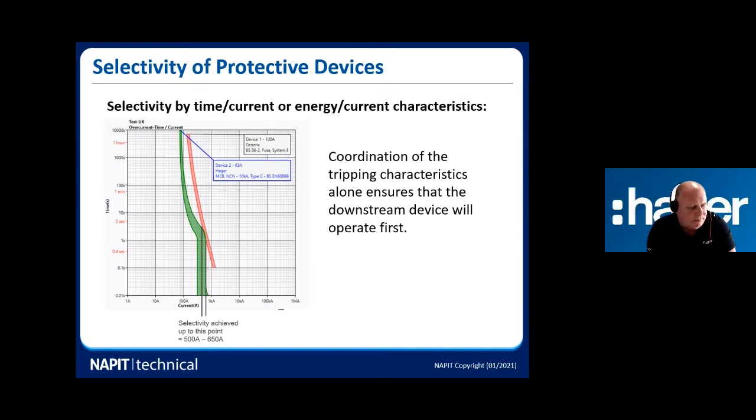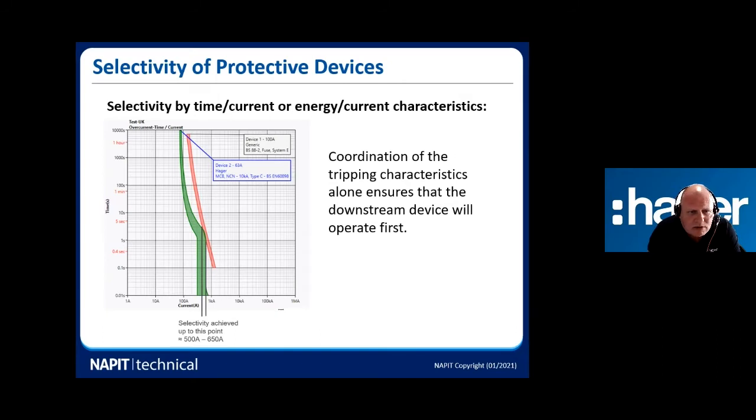Good evening, everybody. Right, we're going to have a look at the time current characteristics for devices. And by using these time current characteristics, we can help gain selectivity from devices. So first of all, we're going to have a look at the graph in front of us now. Device number 1 is the one highlighted in red, which is a BS88 fuse. Okay, that's 100 amp. So that would clearly be our supply fuse.